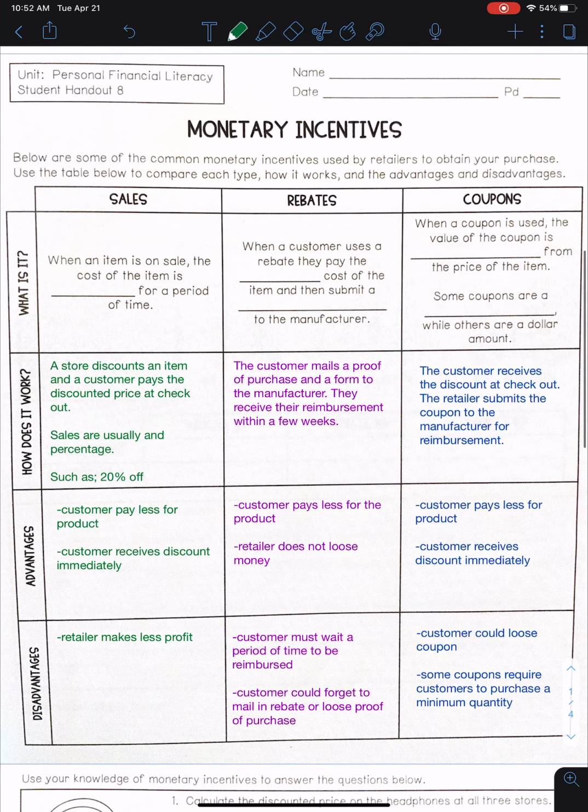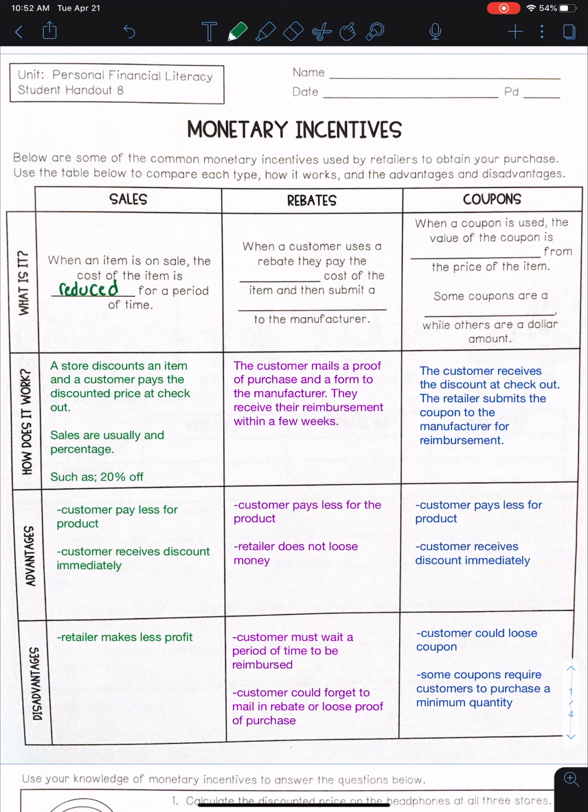So today we're going to talk about monetary incentives, which we kind of talked about earlier in the year when we talked about percents. The first one that we're going to talk about is sales. So sales are when an item is on sale, the cost of the item is reduced for a period of time. So a store might have a sale, like a Thanksgiving sale or whatever. It could be everything is 50% off, or every item is 20% off, whatever it might be. They are reducing the price.